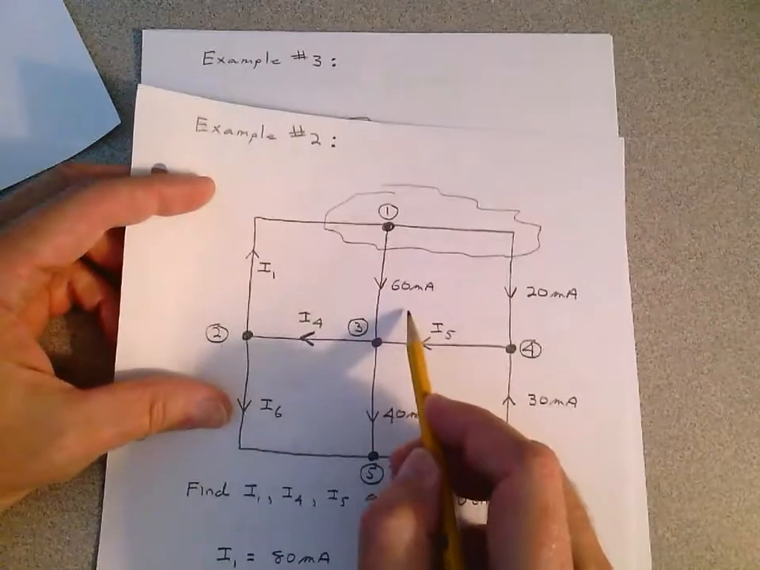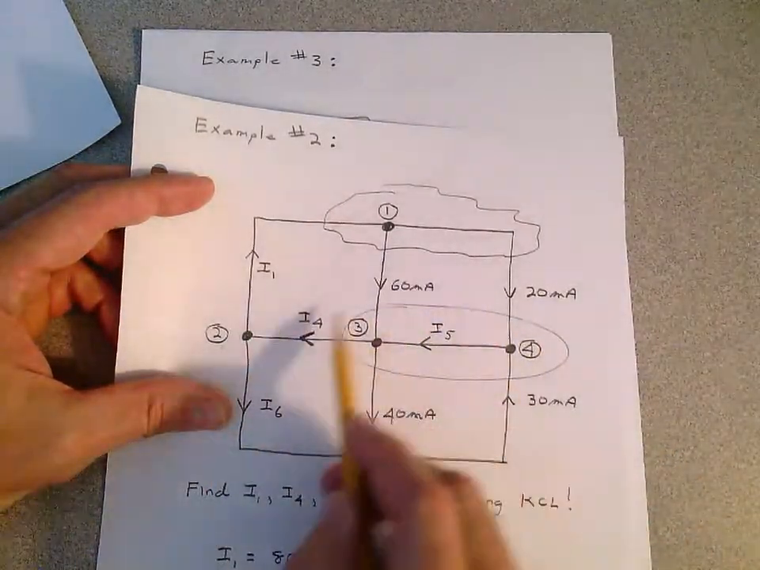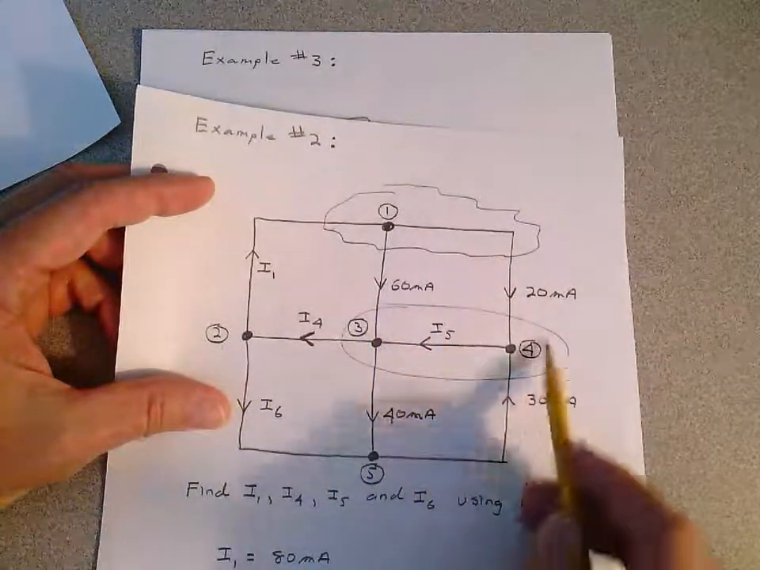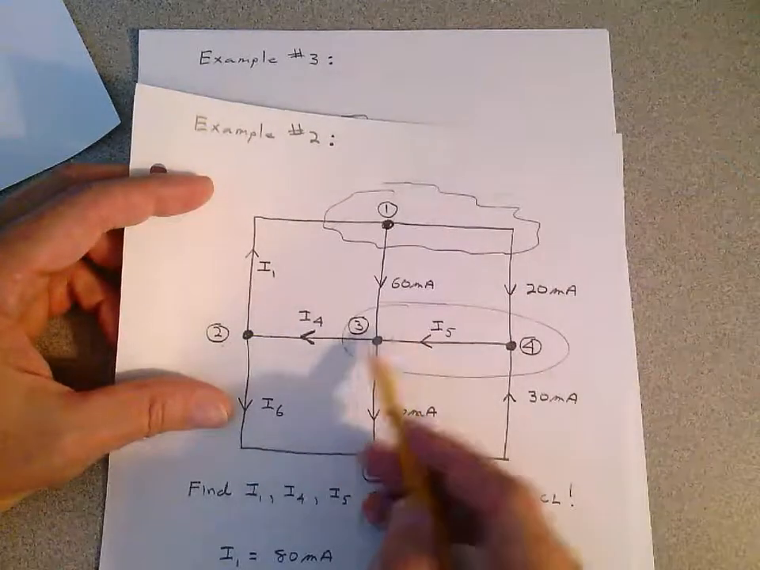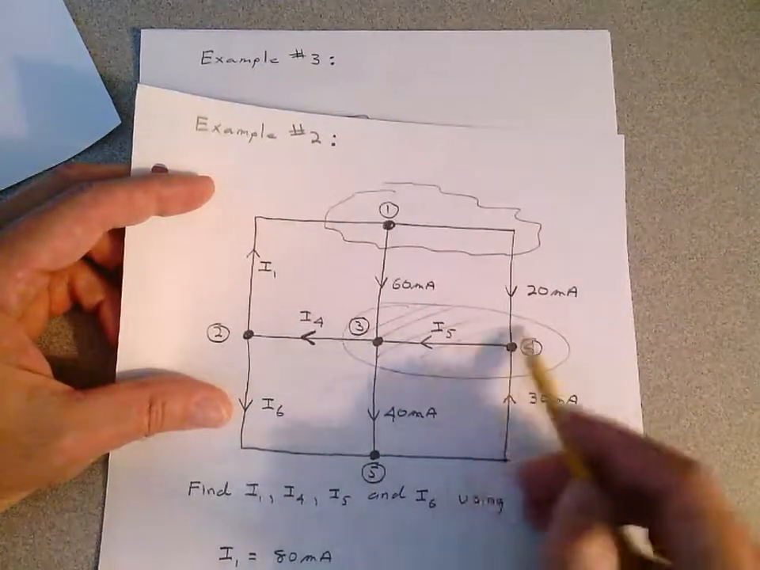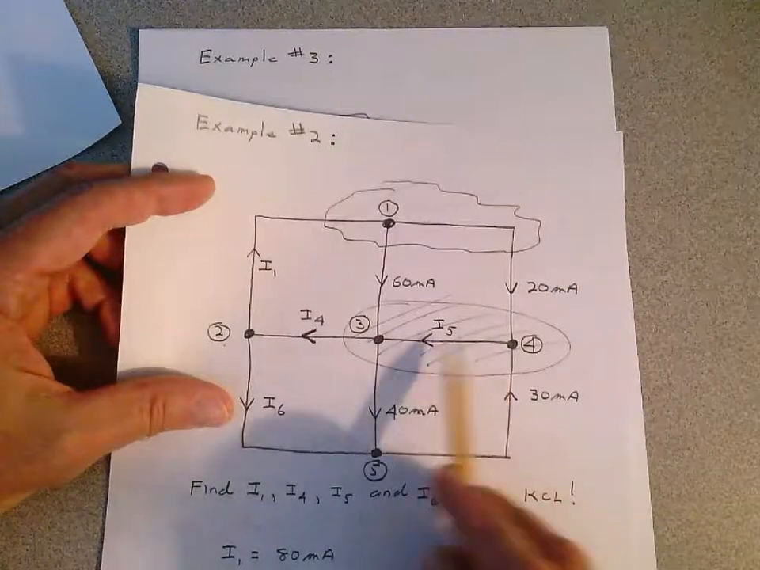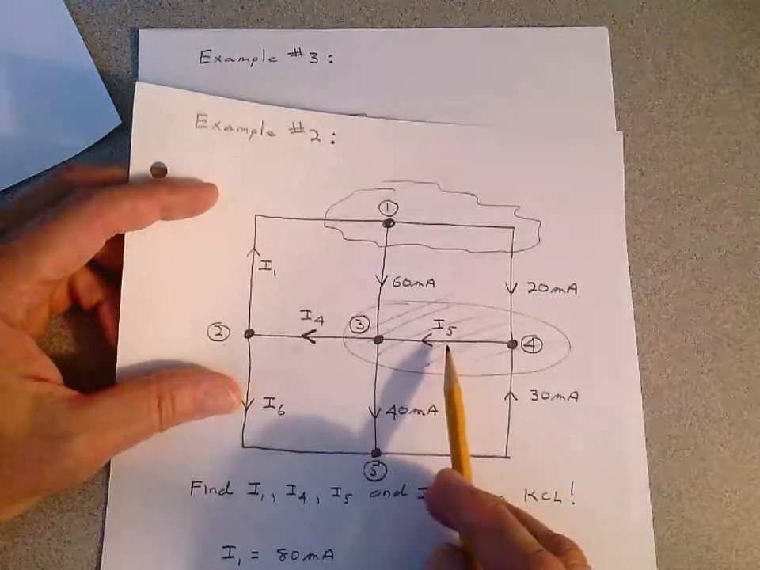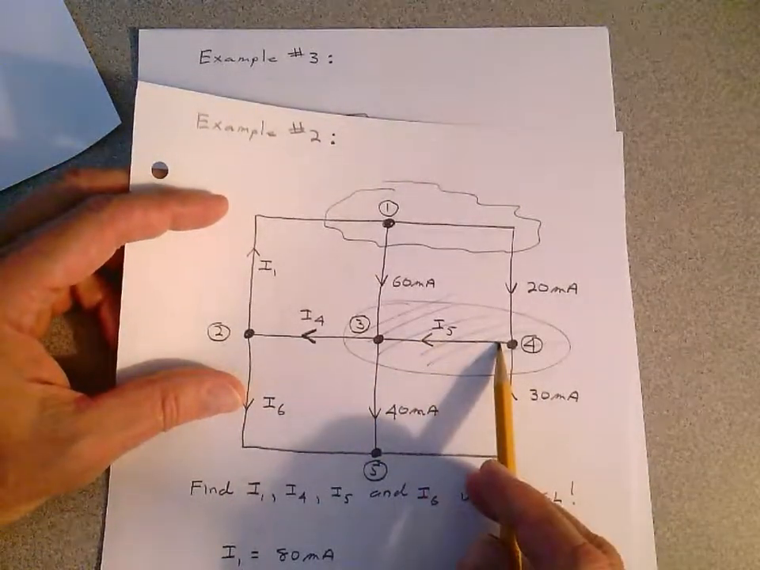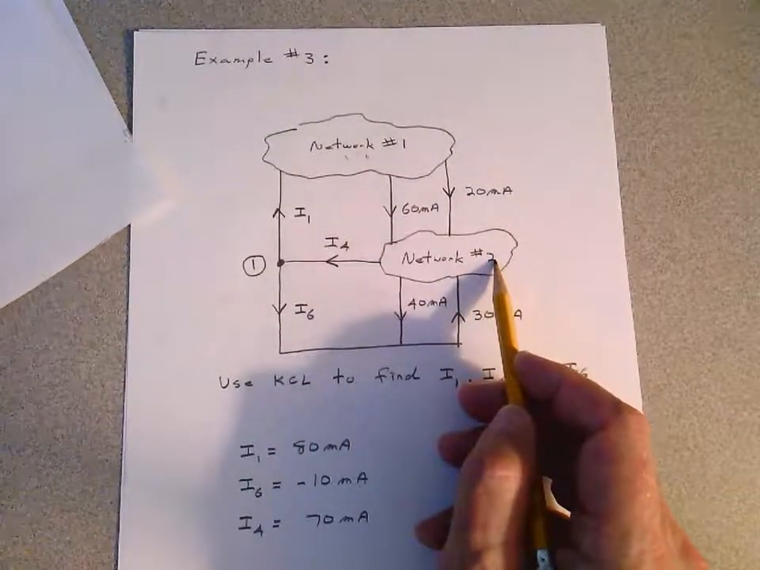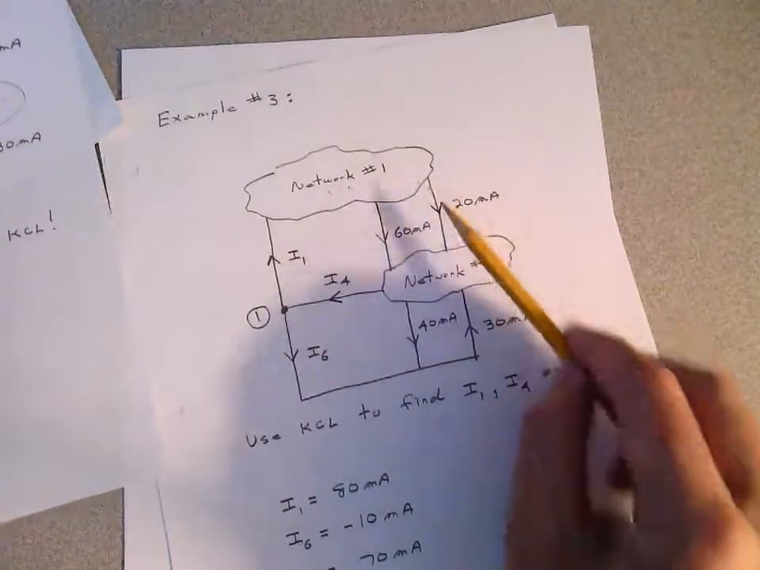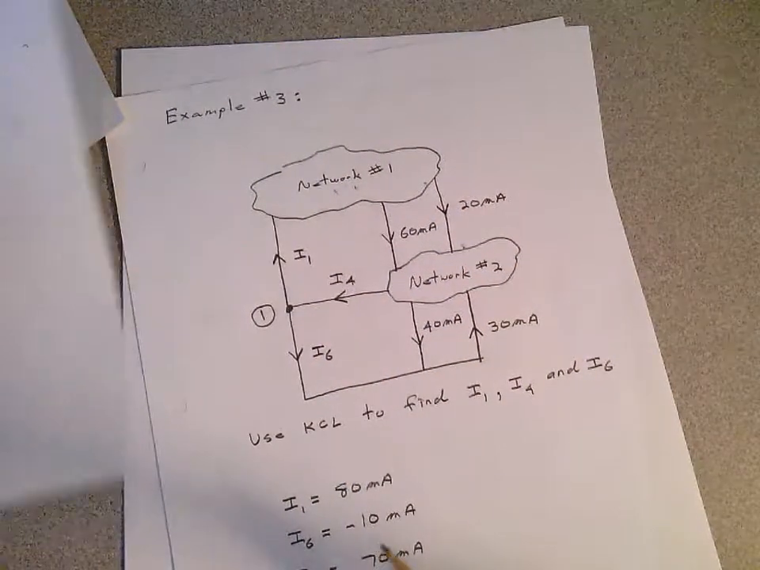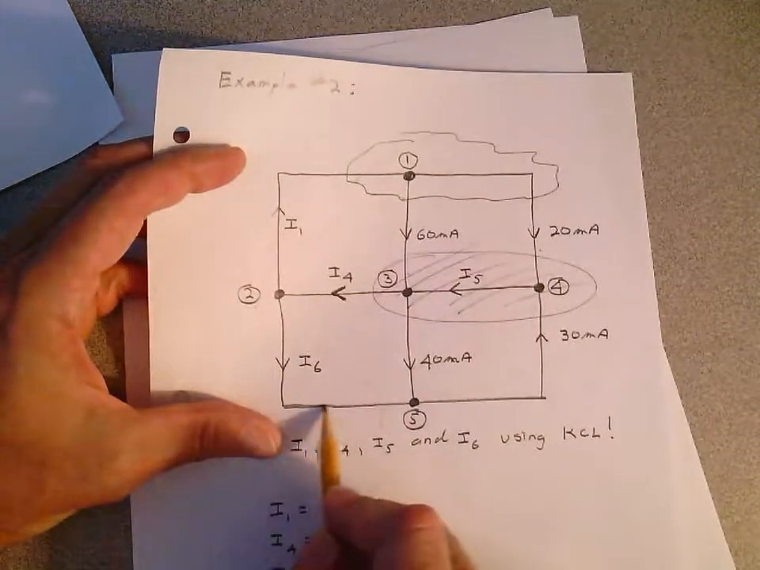And I'm going to take points 3 and 4, this area here, and call that another network. It could be a lot of things in this area, not just the resistors here. It could be transistors, resistors, diodes, or capacitors. But I'm going to put that all in network 2. And then I have my 60 milliamps going between the networks and my 20 milliamps going between the networks. And I'm keeping this point 5, this down here.